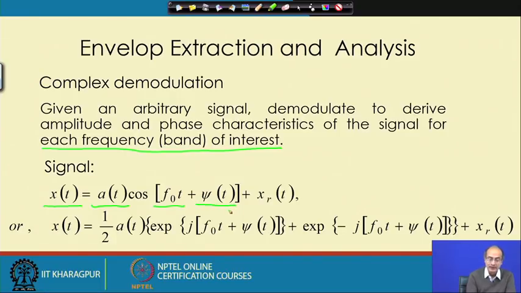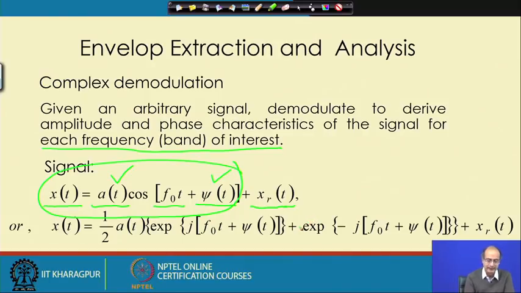And what happens to the rest of the signal? The energy in the other bands is taken as x_r. Okay, so this is the form. At this moment we are not interested in the part x_r, which serves as the remainder. We are just focusing on this part and trying to process it to find out what our A(t) and our phi(t) should be.